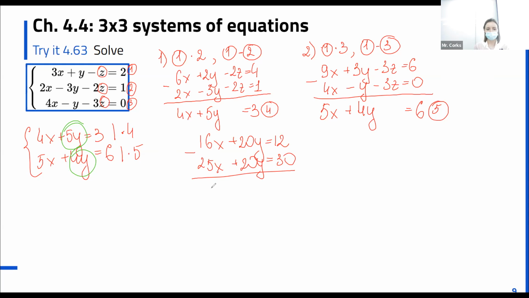16 minus 25 is minus 9. Here we don't have anything. And 12 minus 30 is minus 18. So minus and minus are gone. So we have x equals 2.